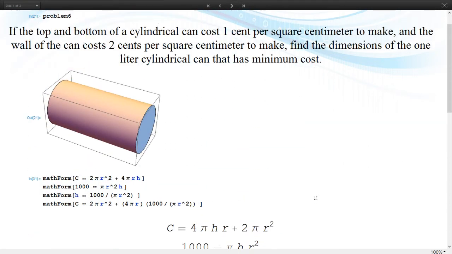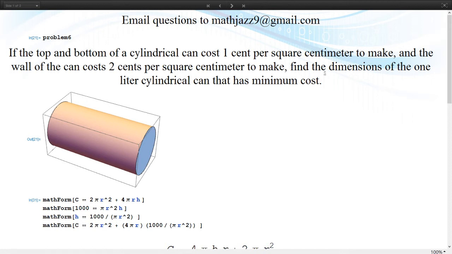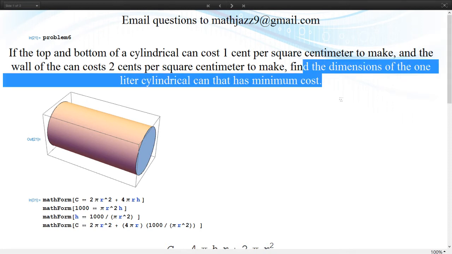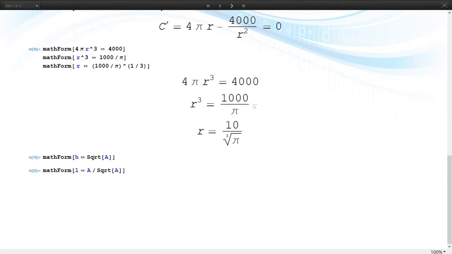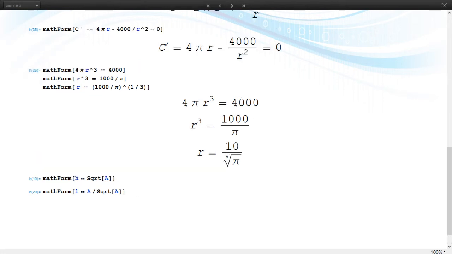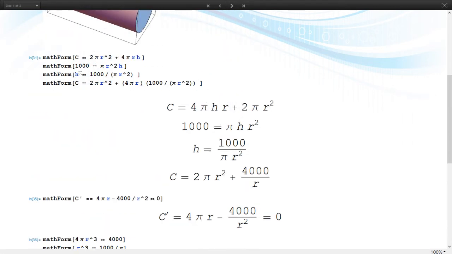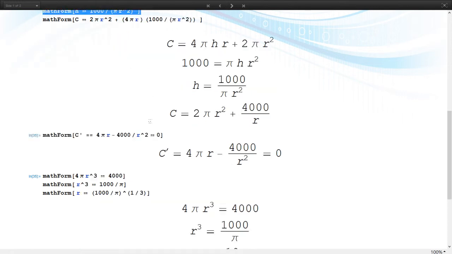Now, we look back at our original equation, and we want to find the dimensions. We'll also find the cost because we can do that. But we were only asked to find the dimensions, and this is r. Plugging this into our equation for h here gives us the dimensions.